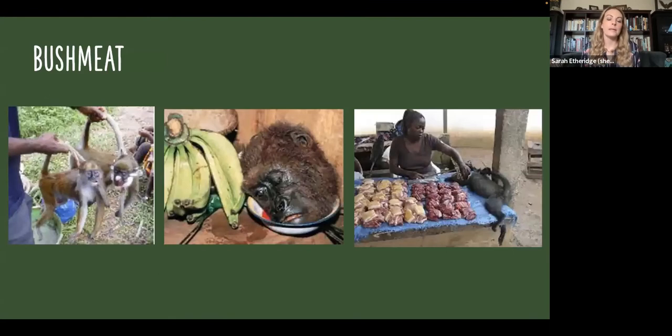So these are common images of bushmeat hunting. You can have monkeys, you can have apes. What's very dangerous about this is what we call anthrozoonotic disease transfer. The closer animals are evolutionarily, the more easy it is to transfer diseases.